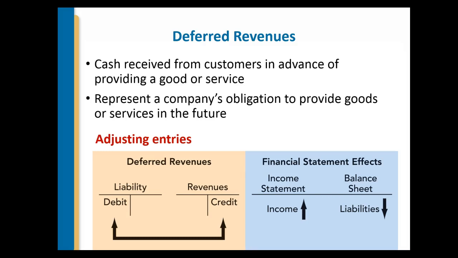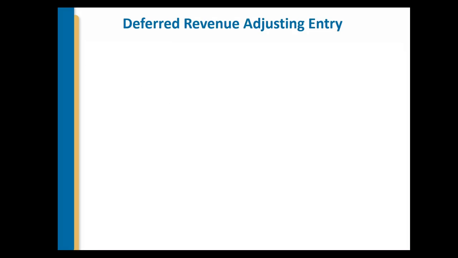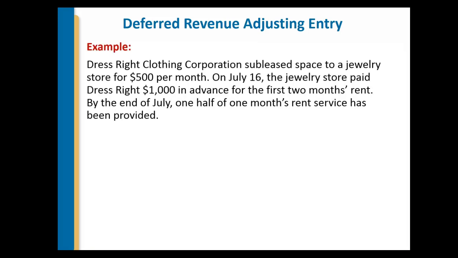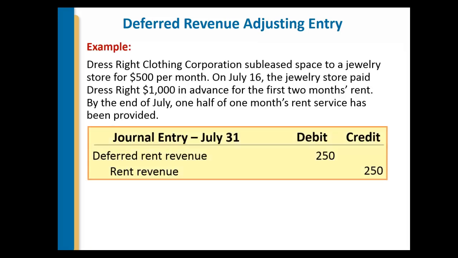This is one of the few liability accounts that doesn't have the word payable after it. This liability shows the company has an obligation to provide goods or services in the future. Again, liabilities are future sacrifices. That is what this deferred revenue account consists of. Now, once again, the unadjusted trial balance provides information concerning deferred revenues.